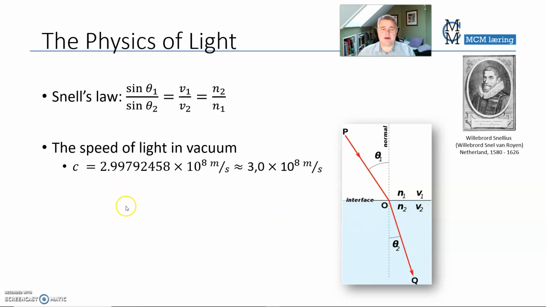Also remember that the speed of light in vacuum is about 3 times 10 to the 8 meters per second. And the velocity will therefore, if you have a higher refractive index here, the velocity will go down. So there is no material with a lower refractive index than vacuum, because there is nothing that carries light faster than vacuum.